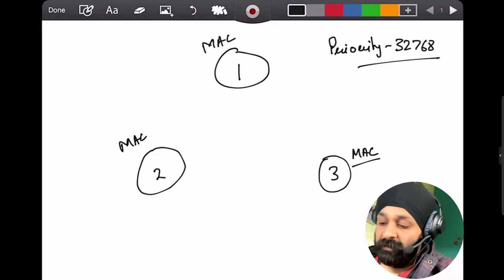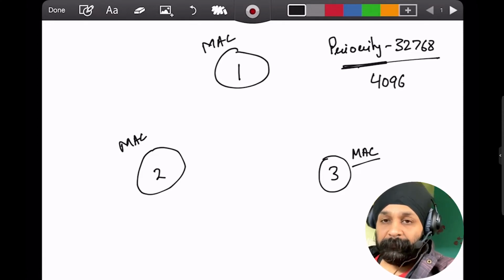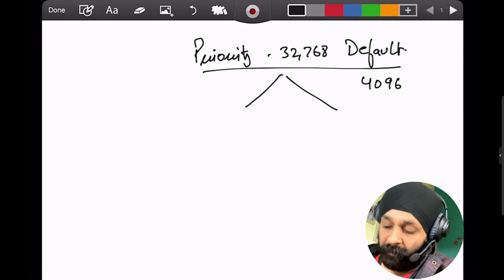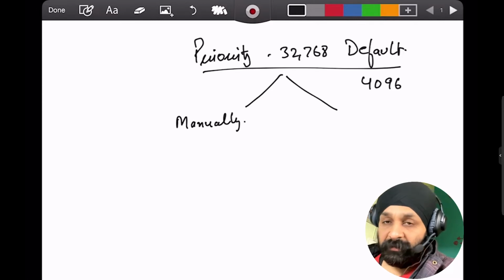So the best thing is we work on priority. Now, priority is to be set in increments of 4096. This priority is divided into two parts. It has to be set in increments of 4096, that we understand. But there are two parts to this priority. The first is what we can manually set, and then there is something that we get because of VLAN.